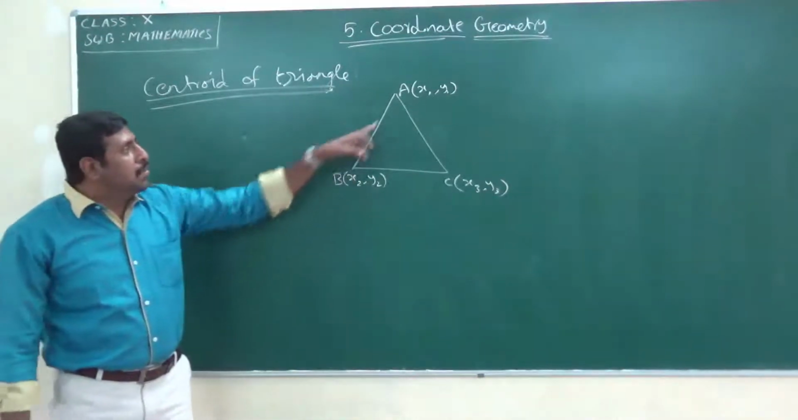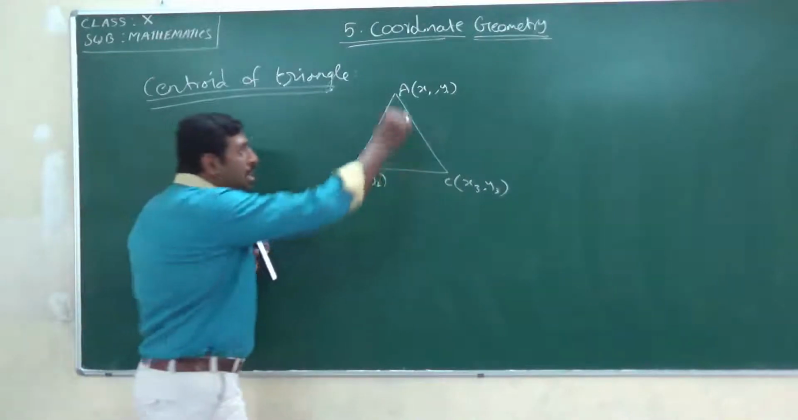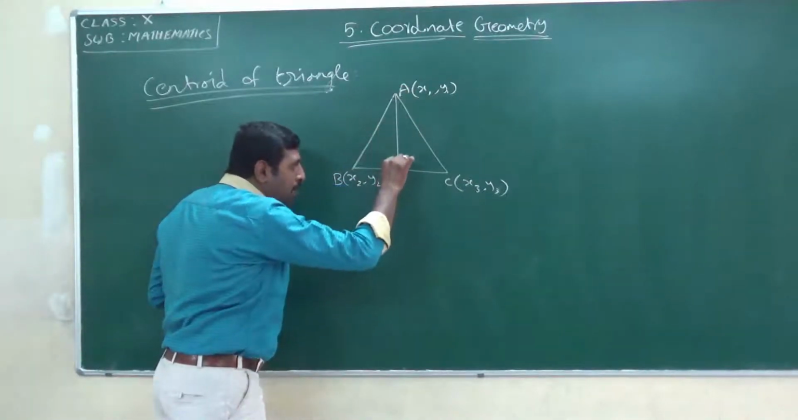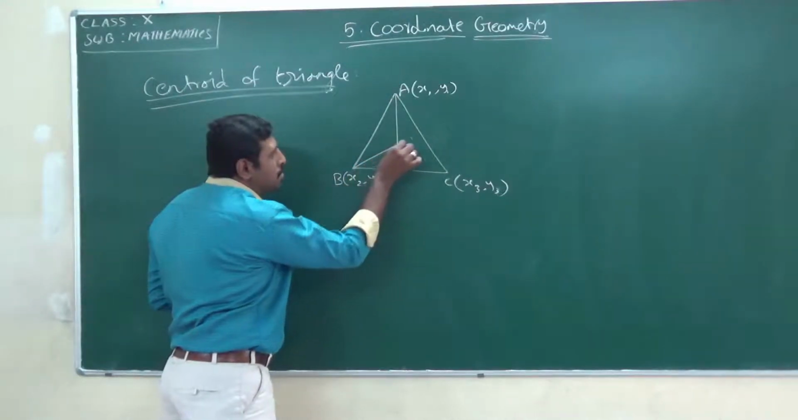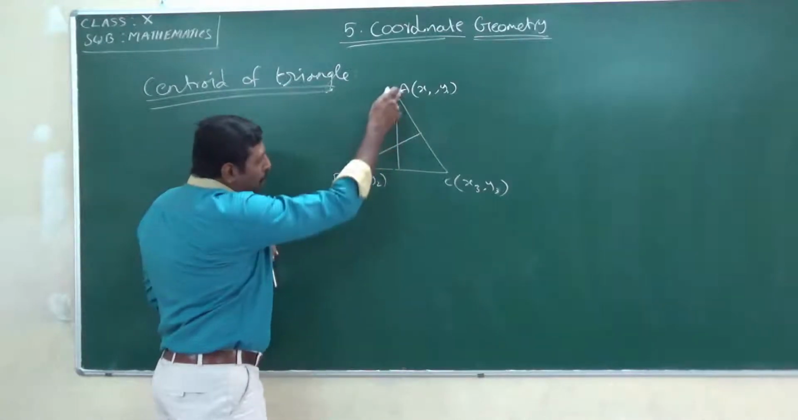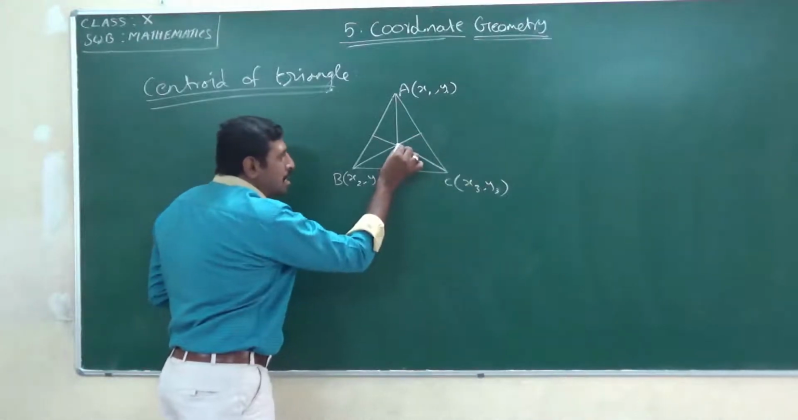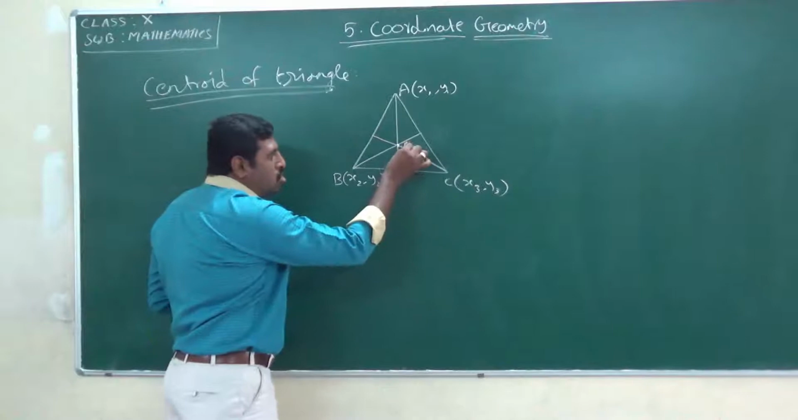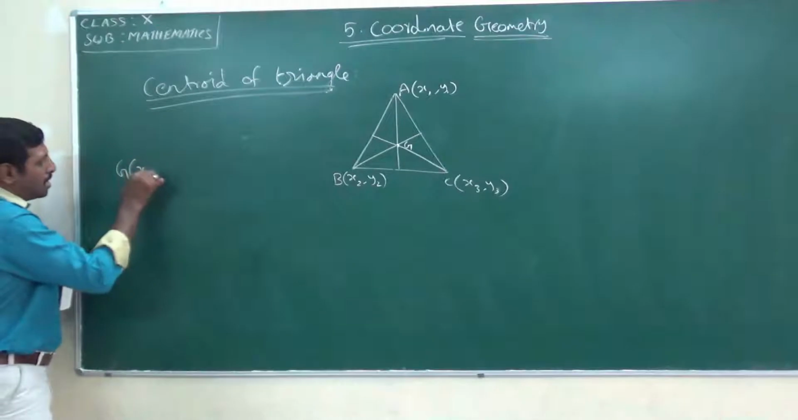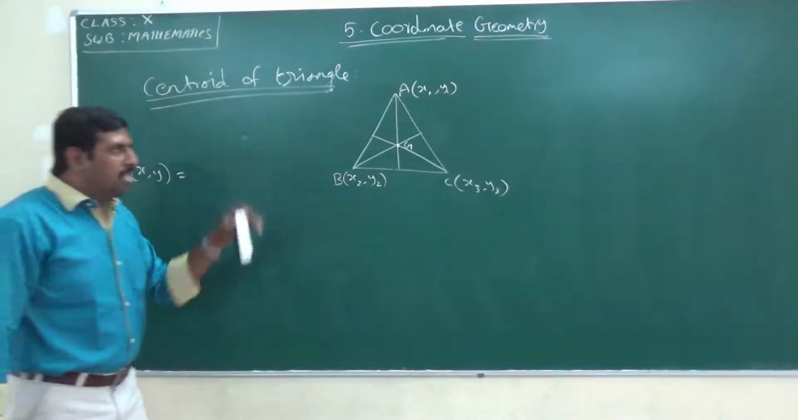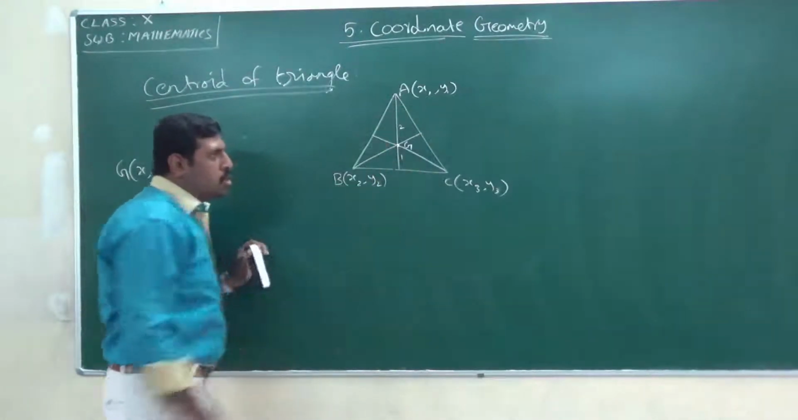First of all, the centroid is the point of concurrency of the medians of the triangle. If a line is drawn, the median means the midpoint of BC and the midpoint of AC. If you draw the lines like this, the medians of the triangle, the point of concurrency is called the centroid G. Here we have the centroid G of x, y. It always divides the median in a ratio: the smaller portion we take as 1 and the longer portion we take as 2.